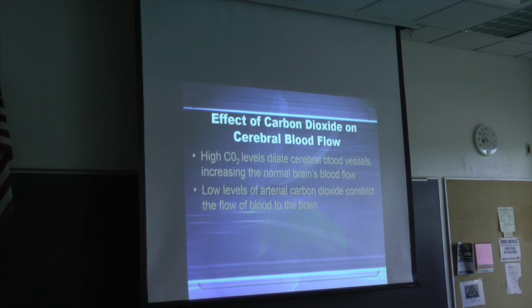And then compare the effect of carbon dioxide on the brain to the effect of carbon dioxide on pulmonary vessels. I think I might even be discussing this when we review next week, but high CO2s will constrict the pulmonary blood vessels, but it dilates cerebral blood vessels. So it has like an opposite effect. Same thing with low CO2. Low CO2 constricts cerebral blood vessels but dilates pulmonary vessels. So they're opposites.